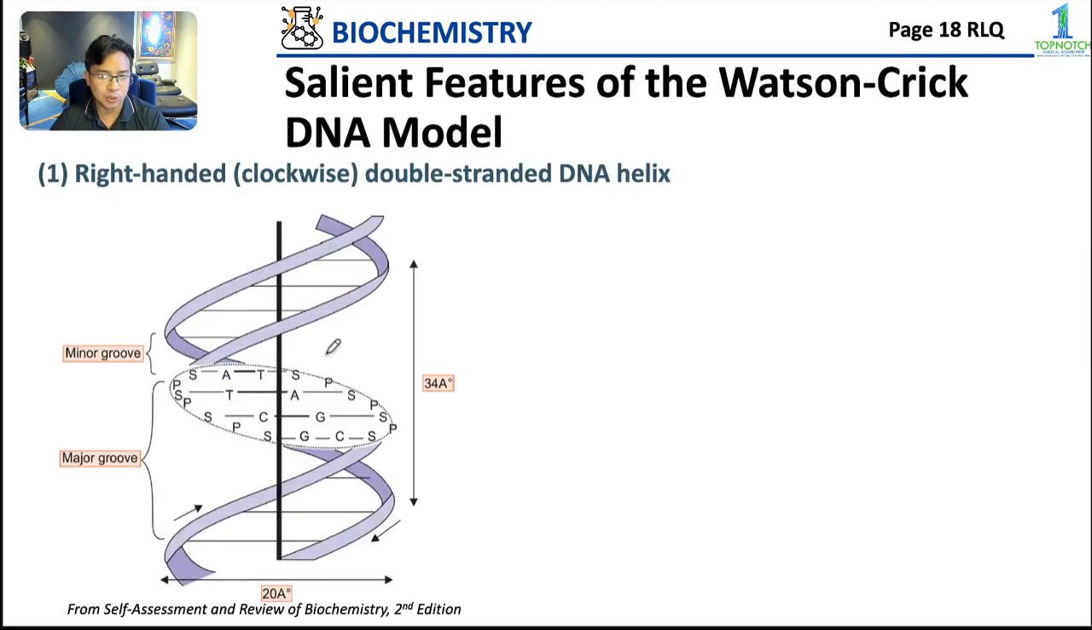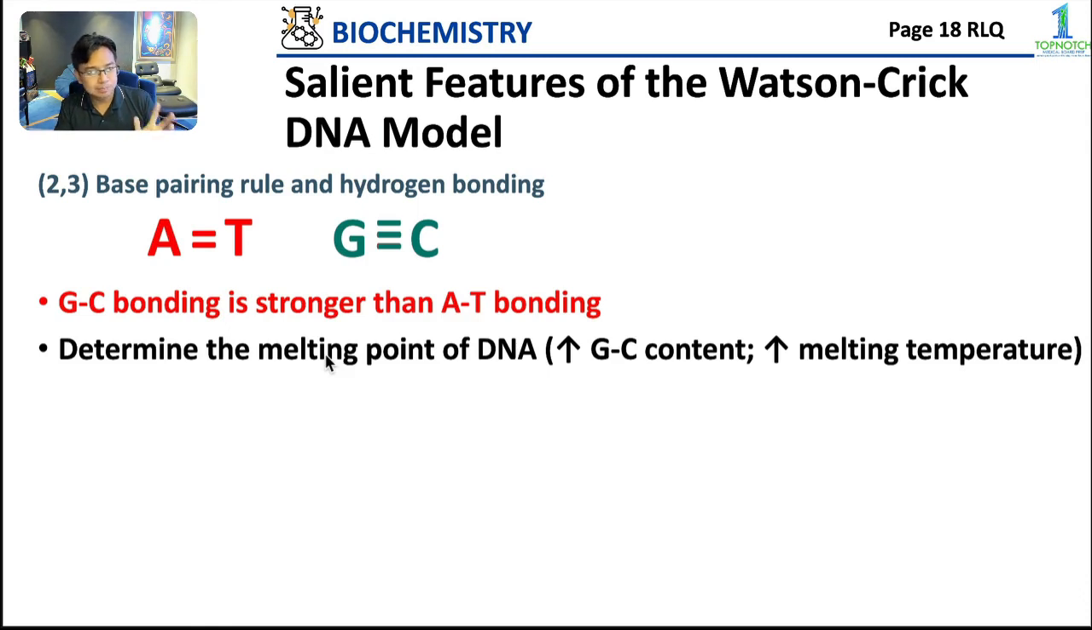Now, James Watson and Francis Crick, plus Rosalind Franklin, are the 3 scientists who worked together on studying the DNA structure of man, and they developed the Watson-Crick model. The point is, when the DNA is viewed along its axis, the orientation of the strands turns clockwise, or right-handed. That's one. And we have the base pairing rule and hydrogen bonding.